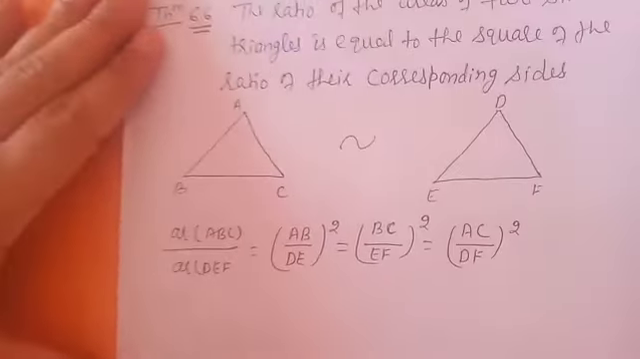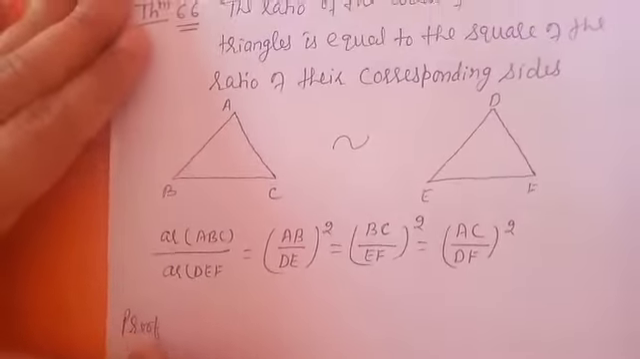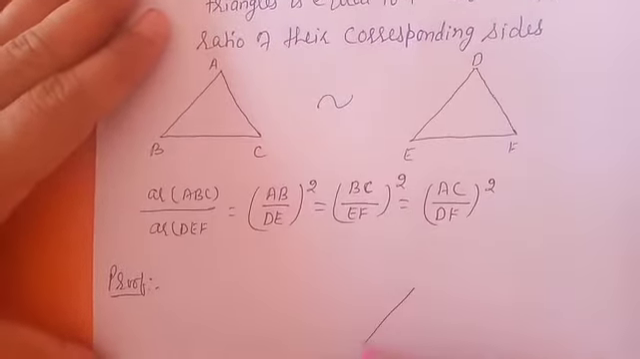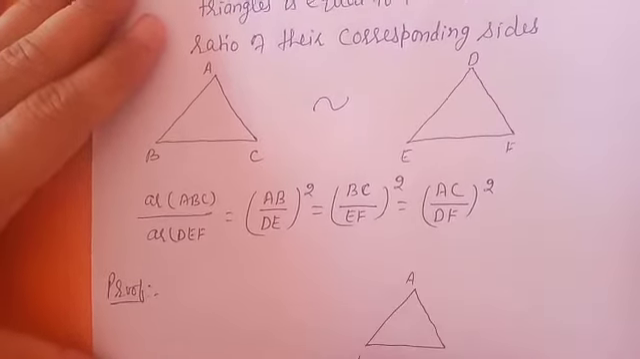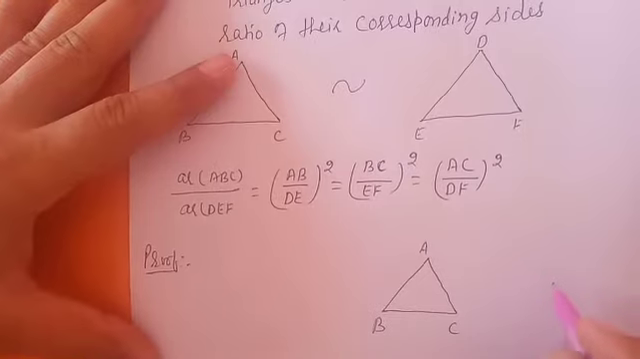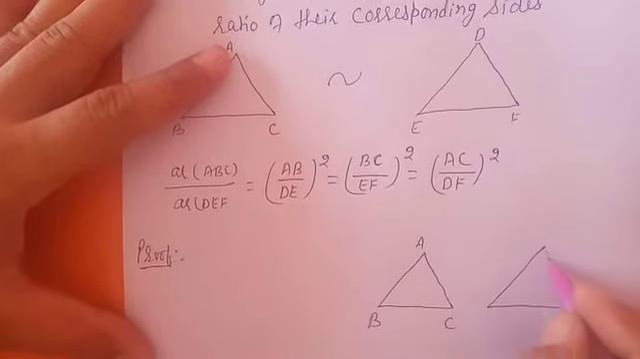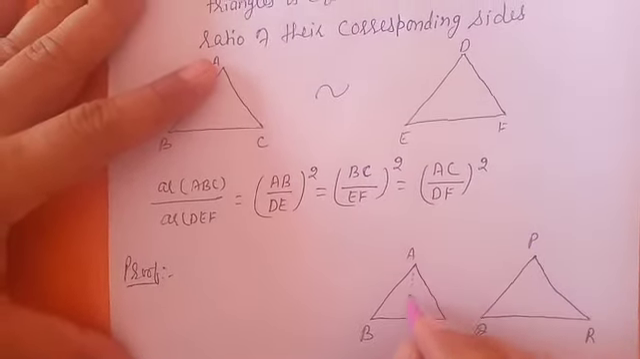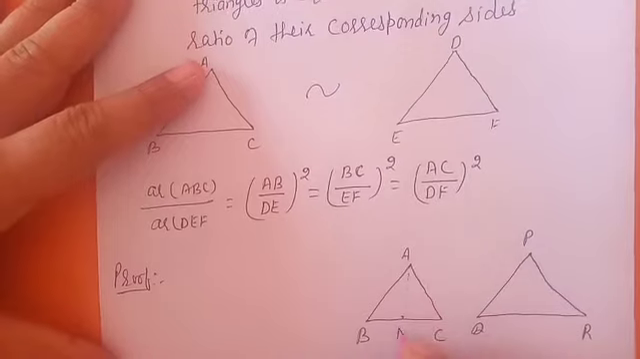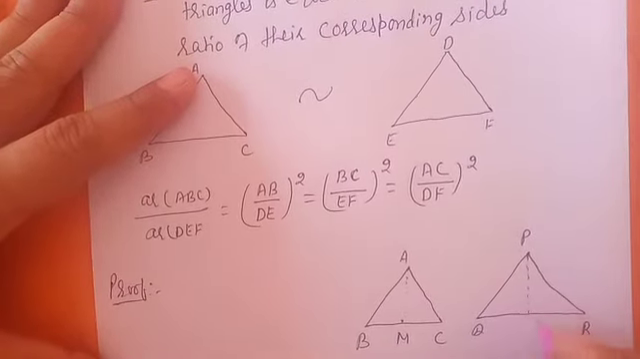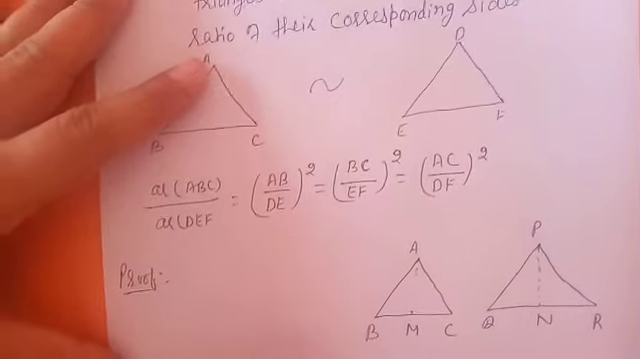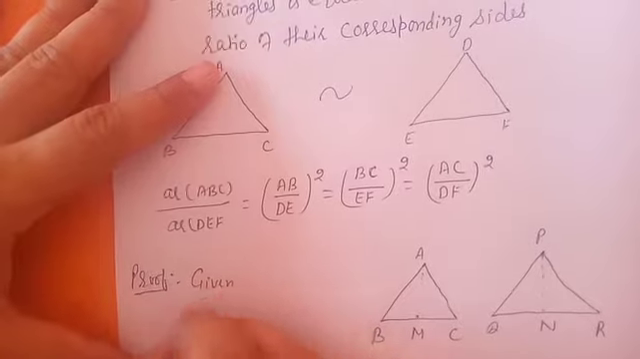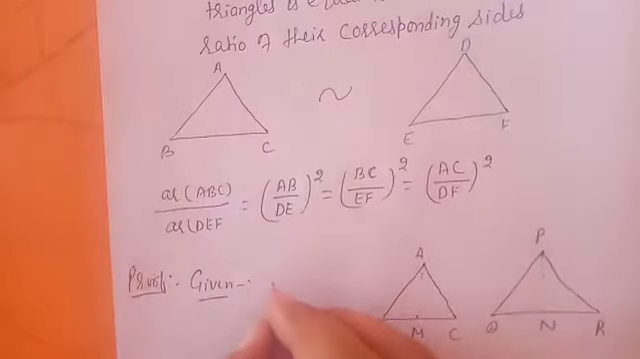So now, the proof of this theorem. You can take two triangles according to your book. Triangle ABC and triangle PQR. This is the altitude, and this is also of this triangle. So first, what can you write? Given. What's given?